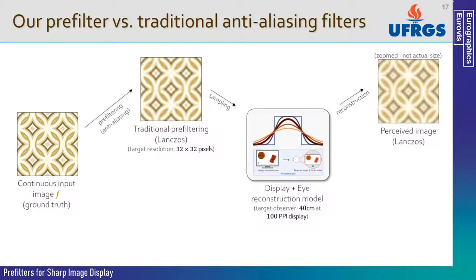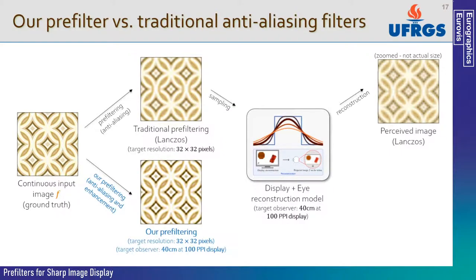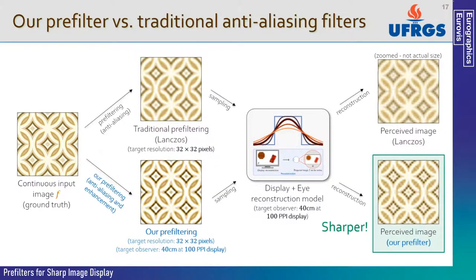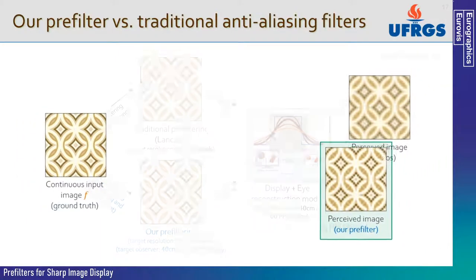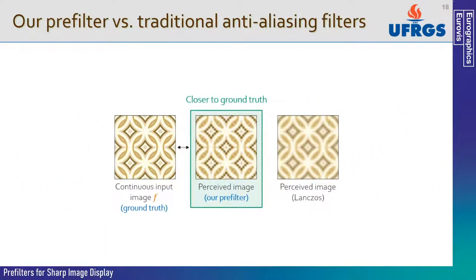Now, we process the same input with our pre-filter, parameterized by the viewing conditions. As one can see, the resulting image has much more contrast. Furthermore, after sampling and reconstruction, the perceived image is much sharper. It is also closer to ground truth, as can be seen here.